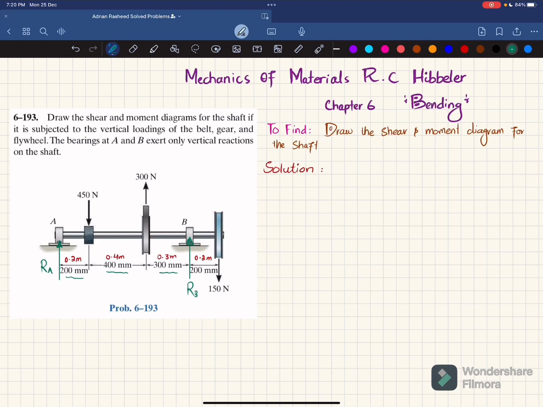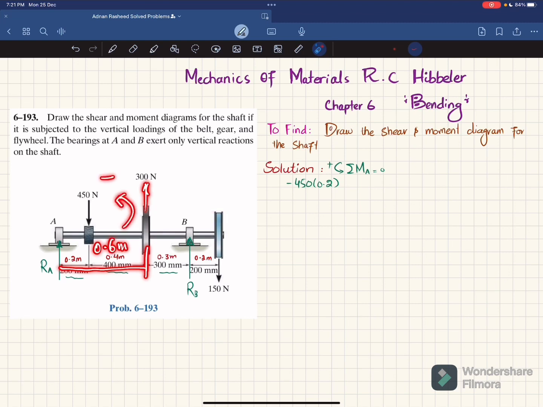So the first equation of equilibrium is that the sum of all moments about point A is equal to 0, taking the counterclockwise moment as positive. About point A, the first moment will be 450 into the perpendicular distance 0.2. This is producing clockwise, so it will be negative. So I will write minus 450 into 0.2 meter. The second moment about point A is this 300 Newton load and the perpendicular distance is 0.6 meter. This is producing counterclockwise moment, so it will be positive. So plus 300 multiplied by 0.6 meter.